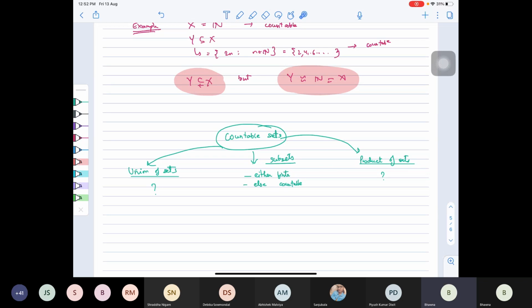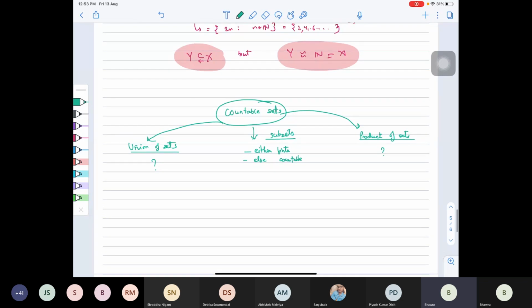I'm just trying to give an example. It's just statements. If we have just one countable set and I take subsets, then they are always either finite or countable. If I have a collection of countable sets and I take their union, then in which condition is the union countable? I'm just trying to make a statement. The union is countable if I take a countable union.